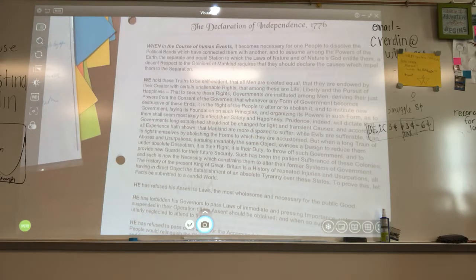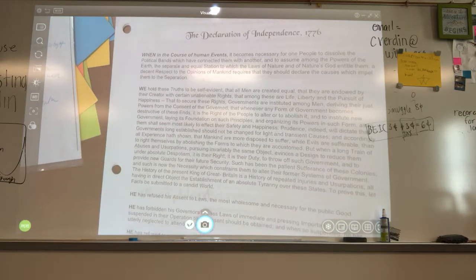So we're going to go over a couple of things. It says, when in the course of human events it becomes necessary for one people to dissolve the political bands which have connected them with another. What does that mean? The people have the right to what? Break up with their government, right? It says, and to assume the powers of the earth. What are the powers of the earth? This whole natural stuff we've been talking about. The right to what? The right to govern themselves, right?